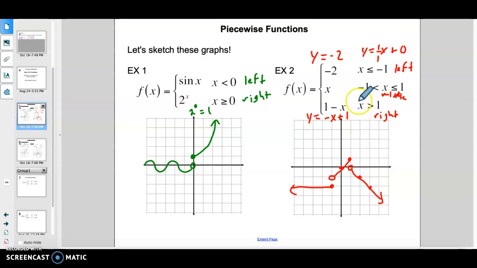So really with piecewise, don't be overwhelmed with everything that you're seeing. Break it down into parts. So label your different restrictions and then think about each part on its own and graph them each separately.